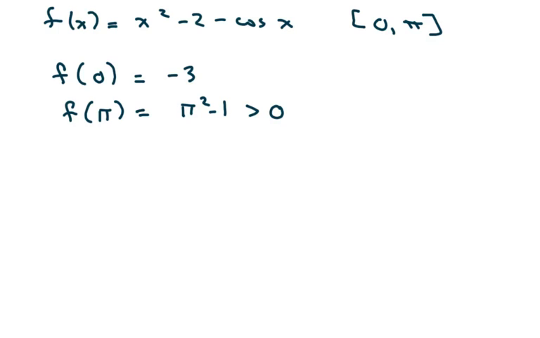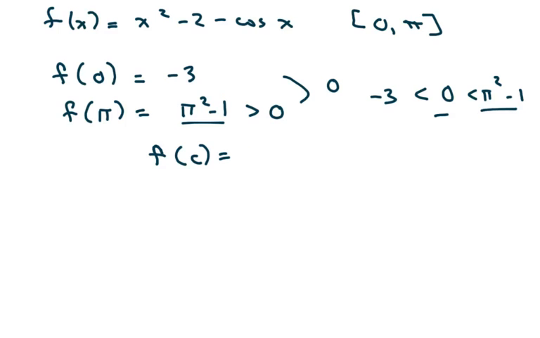All right? So therefore, by the intermediate value theorem, f of c equals 0 is in between negative 3 and pi squared minus 1. So basically, because this is bigger than 0, we know that f of c equals 0 for at least one value of c between 0 and pi.